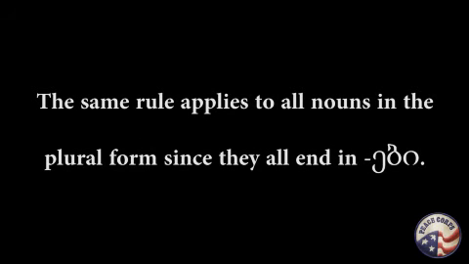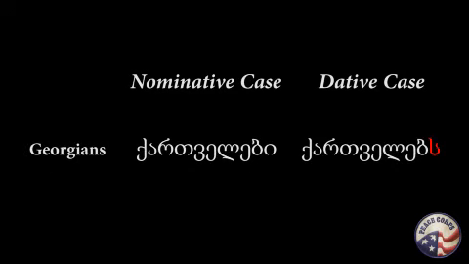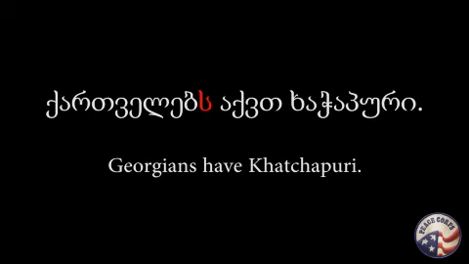The same rule applies to all nouns in the plural form since they all end in ebi. Let's discuss an example. Kartvelebi in the dative case is kartvelebs. As you see, again the final letter e is dropped and s, the dative case marker, is added. The phrase for Georgians have xaçapuri is kartvelebs akvt xaçapuri.